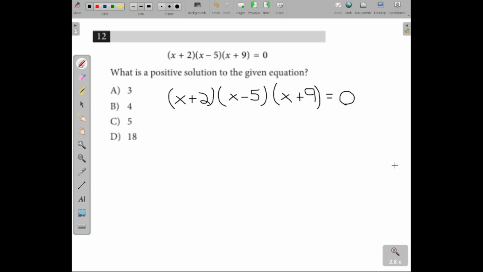Number 12. We have this equation. What is a positive solution to the given equation? If we see the equation, we can get three values of x. To get one, the long way of solving this is dividing by any of the parentheses we have. Let's use x plus 9 equal to 0 divided by x plus 9.